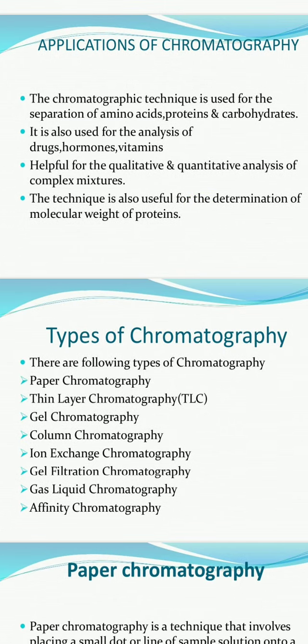Chromatography is classified on the basis of the mobile phase, such as gas chromatography, in which a gas is used as the mobile phase. Another one is liquid chromatography, in which a liquid mobile phase is used for the separation of the particles. And another one is supercritical fluid chromatography, in which supercritical fluids are used. So these are the following types of chromatography.